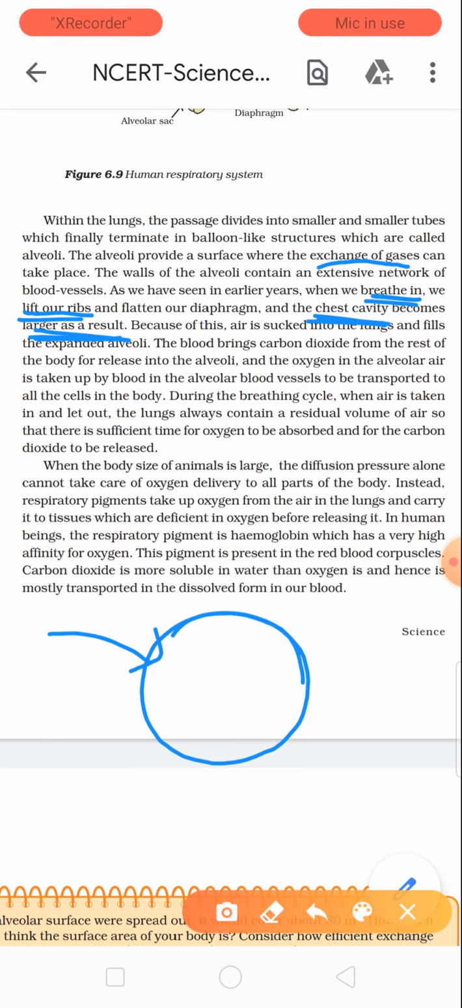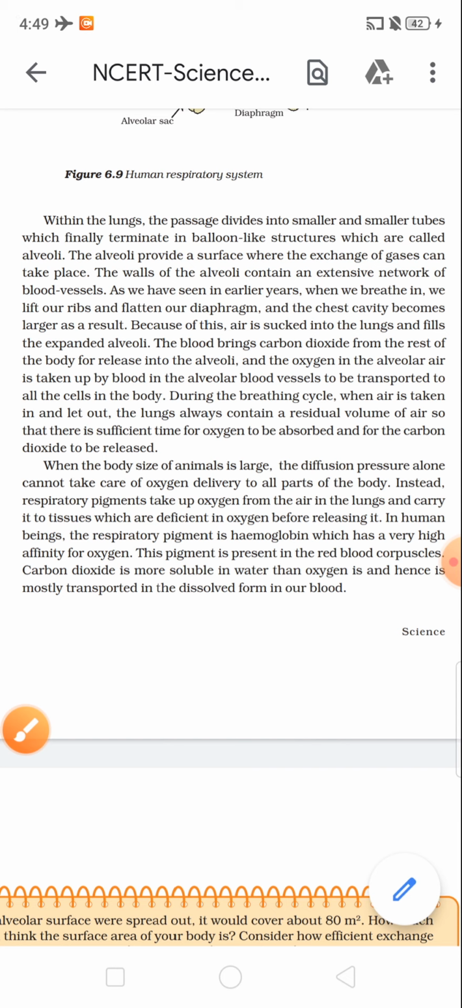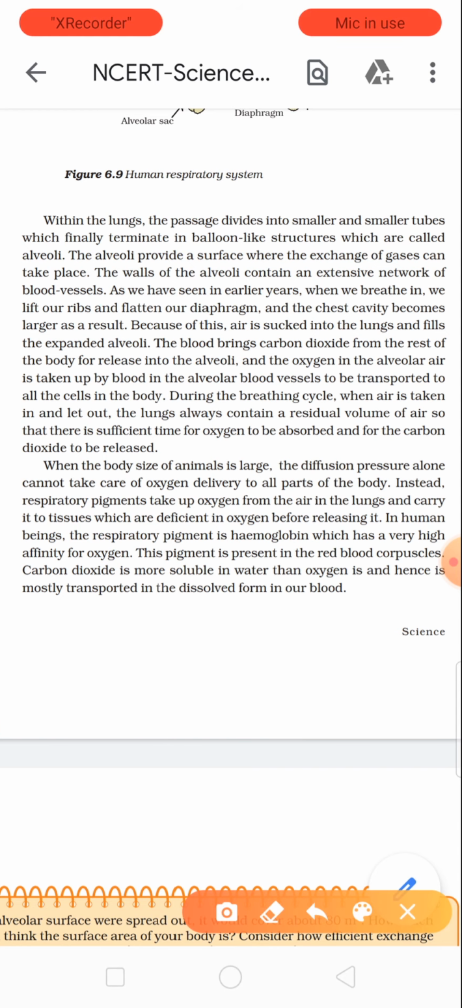Which is this bag? This is your chest cavity. So the chest cavity becomes large. Because of this, air is sucked into the lungs and fills the expanded alveoli. The blood brings carbon dioxide from the rest of the body for release into the alveoli, and the oxygen in the alveolar sacs is taken up by the blood in the alveolar blood vessels to be transported to all the cells of the body.